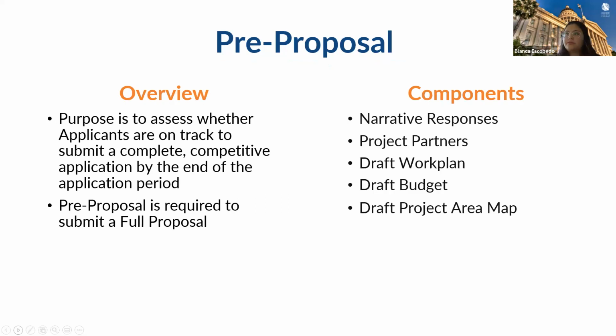So to talk a little bit more about the pre-proposal, the purpose of having a required pre-proposal is so that we can assess whether applicants themselves can see whether they're on track to complete and submit a full competitive application by the end of the application period. Like I mentioned earlier, on Submittable, you'll be able to respond to the narrative questions, the project partner information, upload your draft work plan, your budget, and your project area map. And all of these components are required. However, they will not be scored, and you won't be beholden to any of the pre-proposal information in the full proposal. We'll provide qualitative feedback in September after the deadline of the pre-proposal so that we can help applicants refine any application components to best align with the program goals and objectives. Next slide, please.